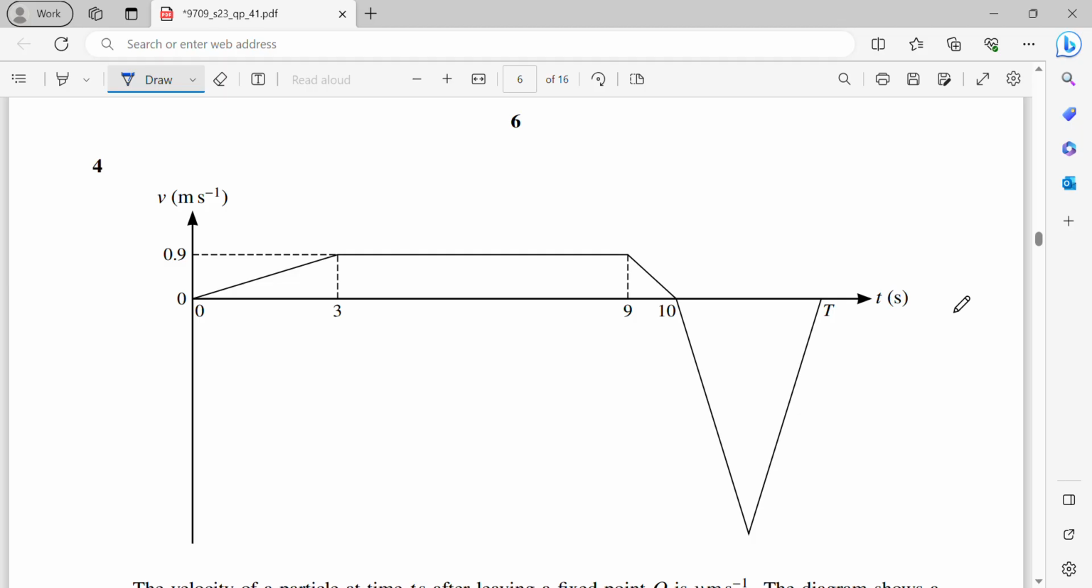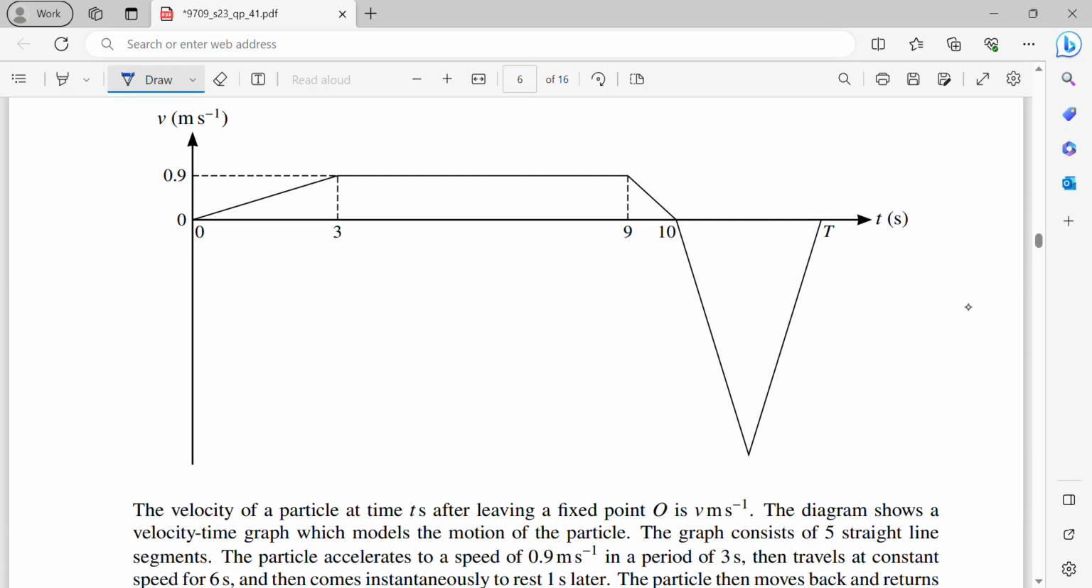Now question number 4. You are given the graph. The velocity of the particle at time t after leaving fixed point O is v meter per second. So this is the v, and this is a velocity time graph. The diagram shows a velocity time graph which models the motion of a particle.